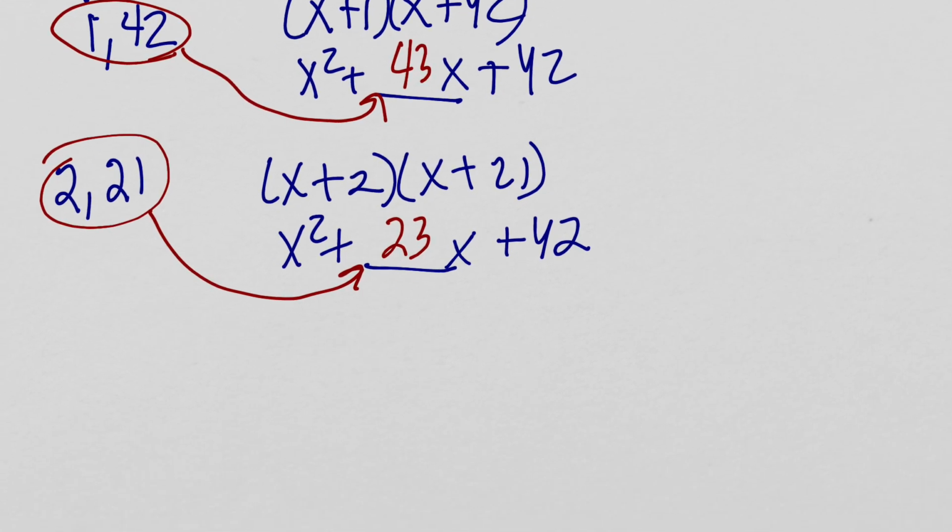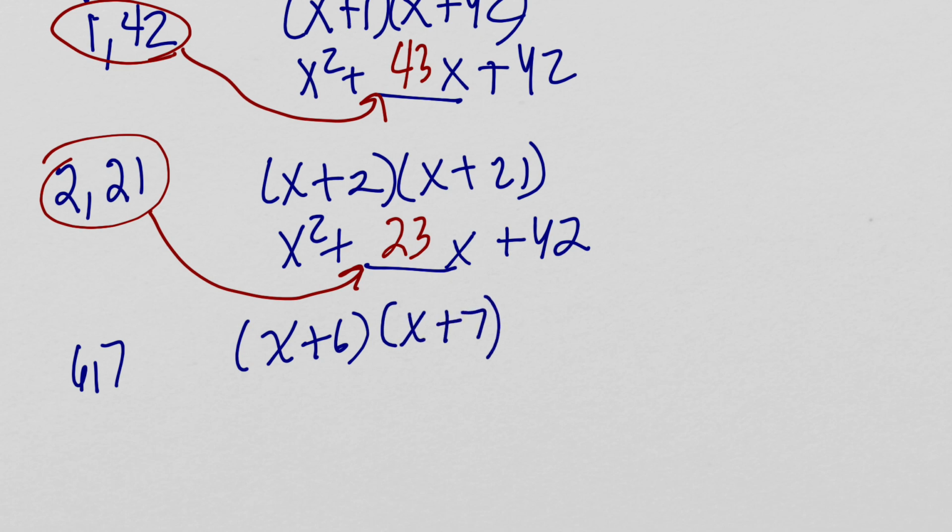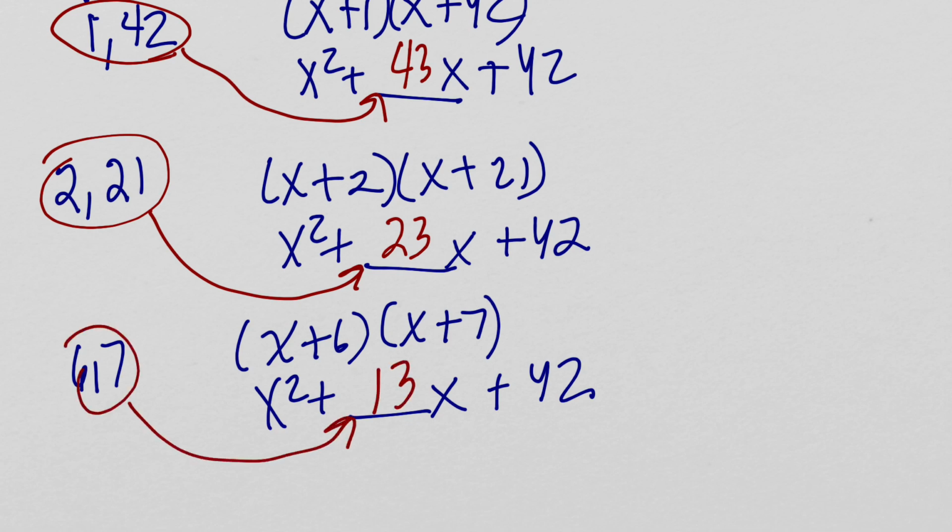They want one more set. So what else are factors of 42? 6 and 7. X plus 6, x plus 7. When I write up my thing, what's going to be the number in front of the x here? Well, 6 plus 7 is 13. So 13 is going there, and those are the values.